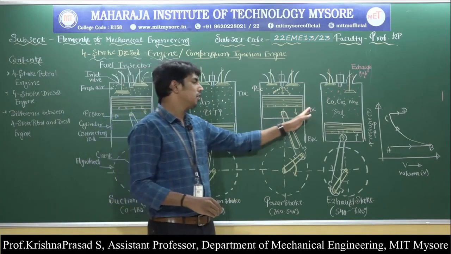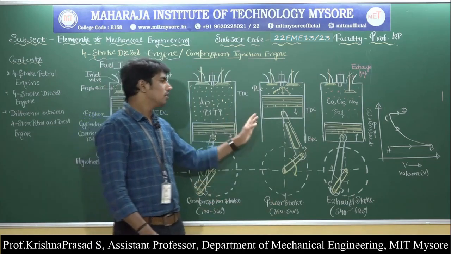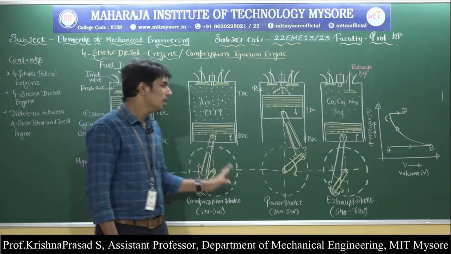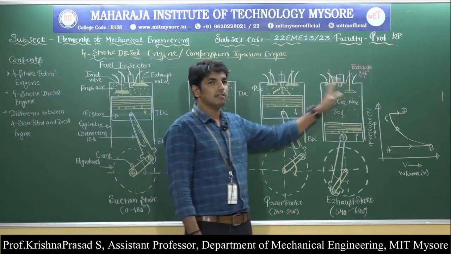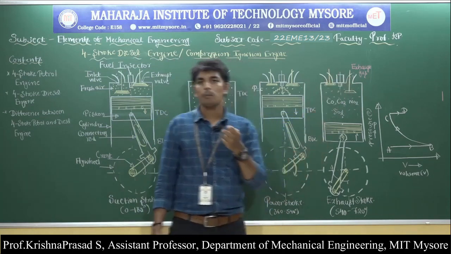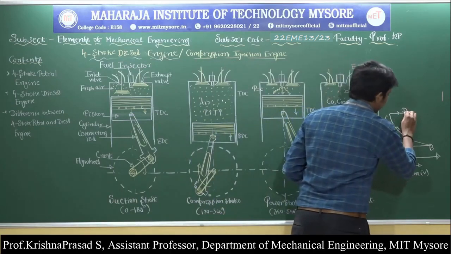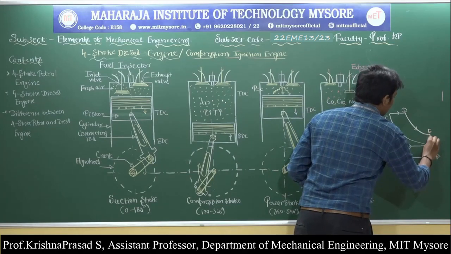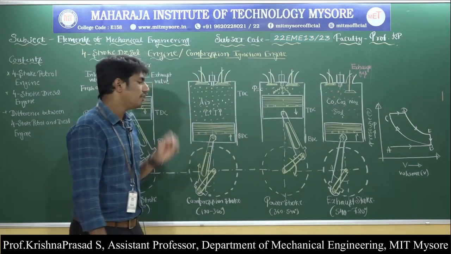When the piston moves from TDC to BDC, the crankshaft rotates 360 to 540 degrees, and the flywheel stores the energy during the power stroke and at the end of the power stroke. This is the beginning of the power stroke and this is the end of the power stroke. At the end of the power stroke, the exhaust valve opens and a sudden drop in pressure takes place. The power stroke is represented by line DE, and the sudden drop in pressure is represented by line EB. So this is regarding the power stroke.